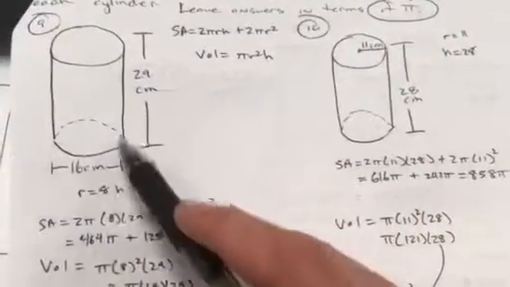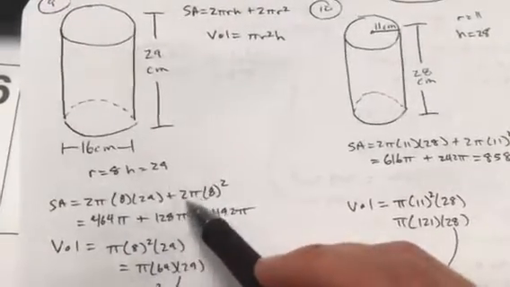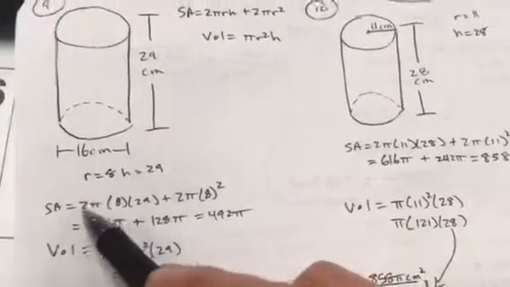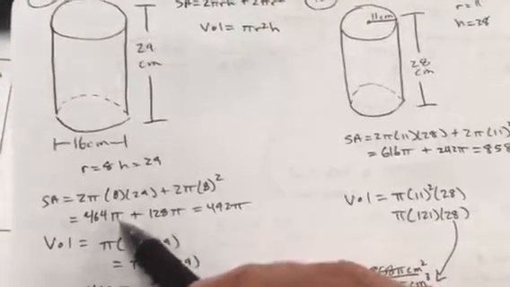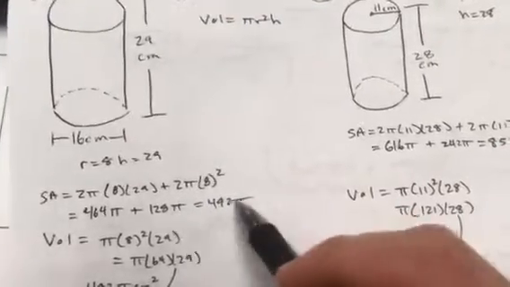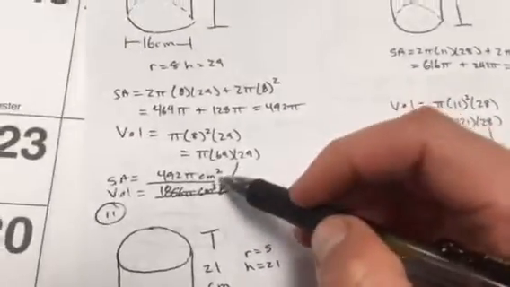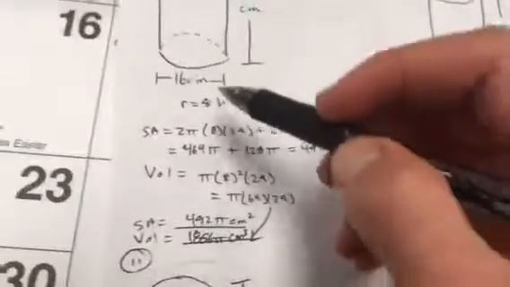So if the diameter is 16, the radius is 8. 2 pi r h plus 2 pi r squared. Do 8 times 2 times 8 times 29 and slap on a pi. Do 8 squared doubled and attach pi. Add them up. 492 pi square centimeters. It clearly says leave your answers in terms of pi.